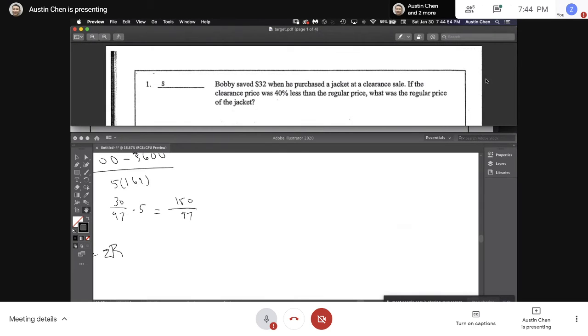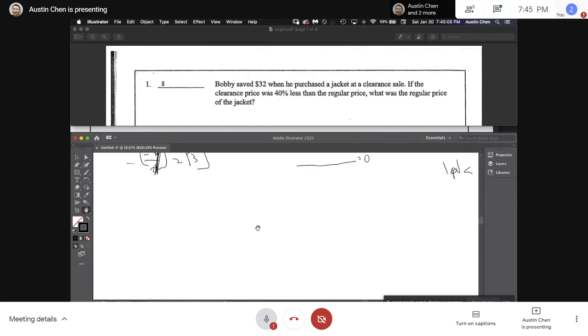Okay. Bobby saved $32 when he purchased a jacket at a clearance sale. If the clearance price was 40% less than the regular price, what was the regular price of the jacket? Okay, so he buys a jacket that is 40% less than the regular price and he saves 32, right? The amount he saves is going to be the amount that the jacket was reduced, right? And the amount the jacket was reduced was 40%.